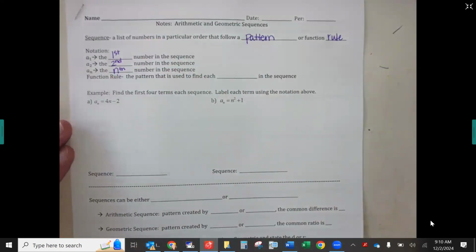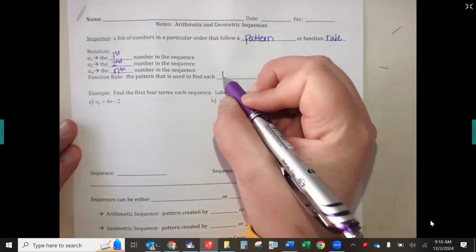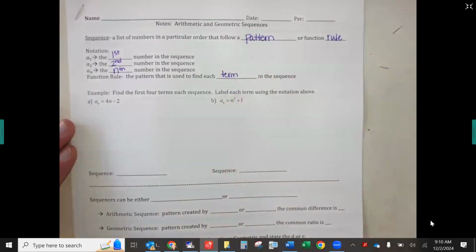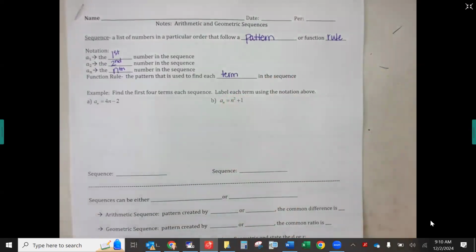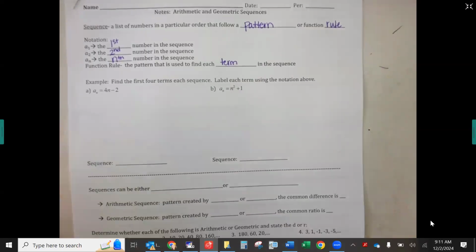And the pattern that you use, or the function rule, is how you can find each term in the sequence. If you have the rule, let's say you want the 100th term, then rather than writing the list out all the way to the 100th number, the function rule will let you skip ahead. So let's generate a few sequences and see if you get the idea.